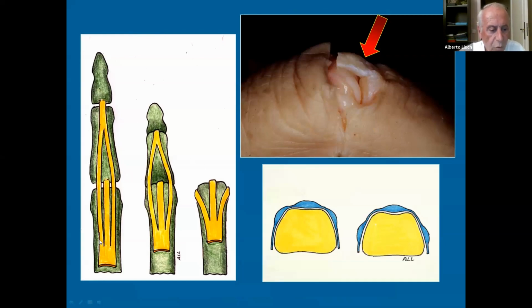Here we see the finger in extension. This is the PIP joint and the DIP joint, central slip, lateral bands. And here, as we flex the PIP joint, we can see that the central slip stays here in the trochlea provided by the condyles of the proximal phalanx.